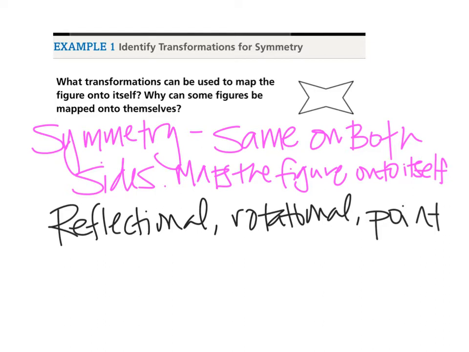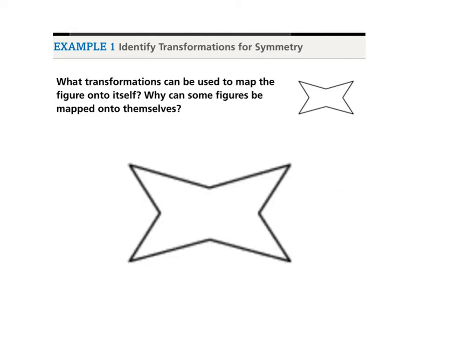We have three types of symmetry we're going to explore. We're going to explore reflectional symmetry, so drawing a line of reflection and mapping the figure onto itself. Rotational symmetry, so rotating the figure and getting it back to itself, and point symmetry. Point symmetry is a special type of rotational symmetry where a rotation of 180 degrees exactly maps the figure onto itself. So some figures will have all three of these, and some figures may have one or two, and some figures may have 0 types of symmetry. Those are called asymmetrical. So if we look at this figure and we explore reflectional symmetry, this particular figure has 2 types of reflectional symmetry.